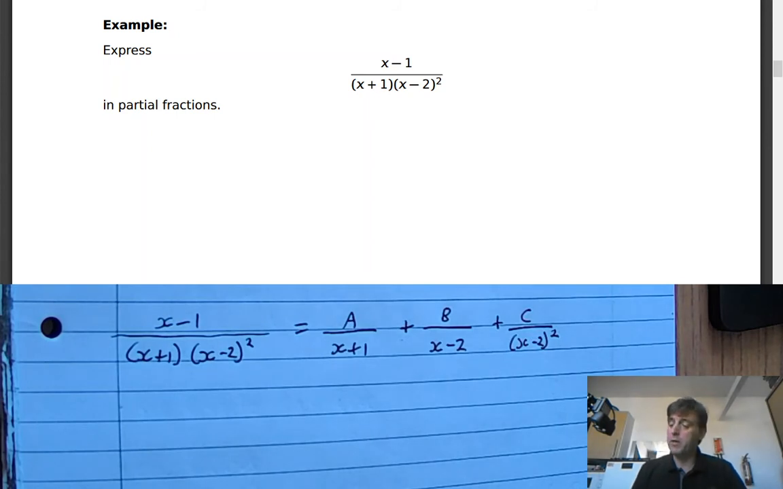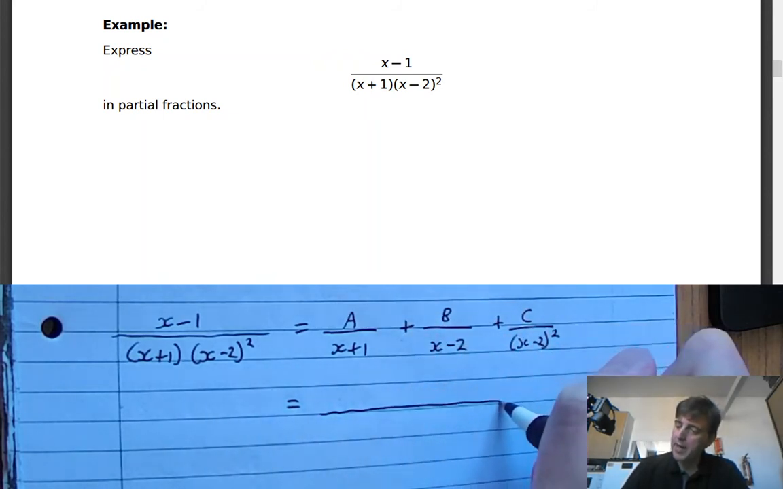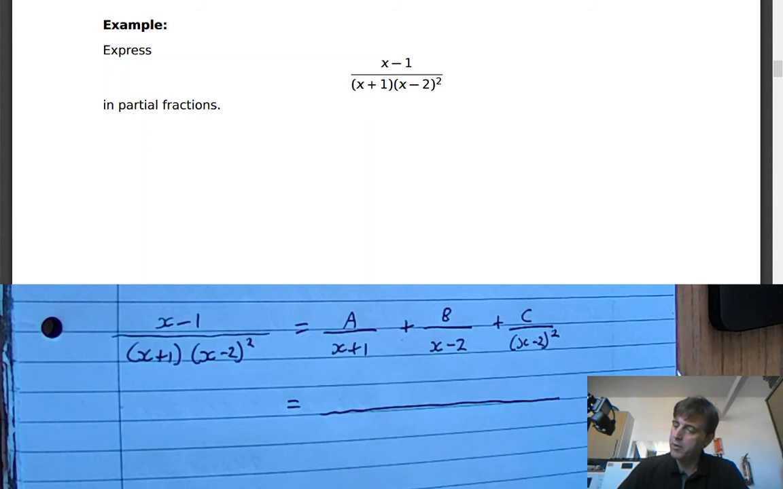Okay, so that's the first thing that we need to remember here: the form of the partial fractions. Repeated linear factor means we're going to have this situation here. Do you remember what comes next? The next part of the process was we need to find that common denominator and put all of this together into a single fraction.